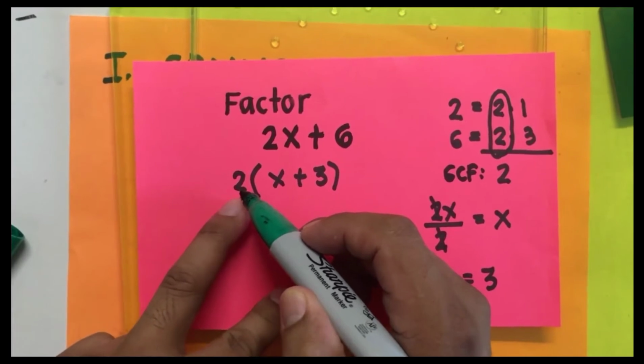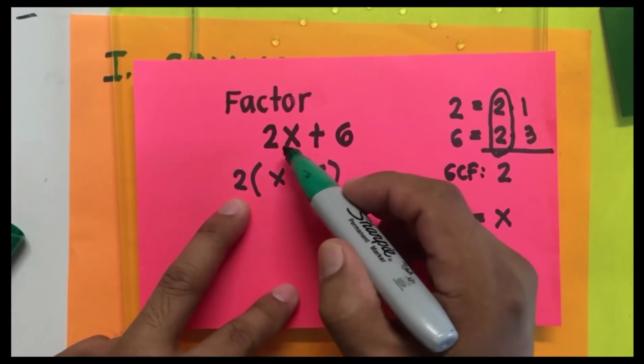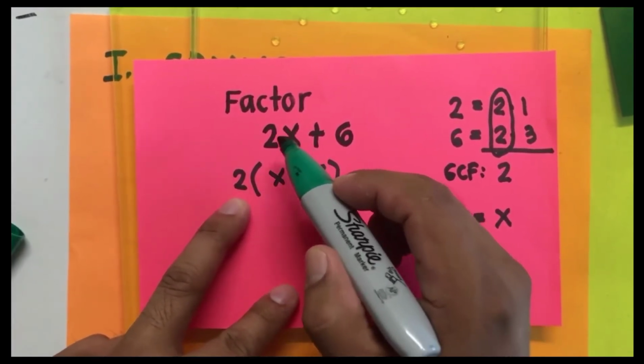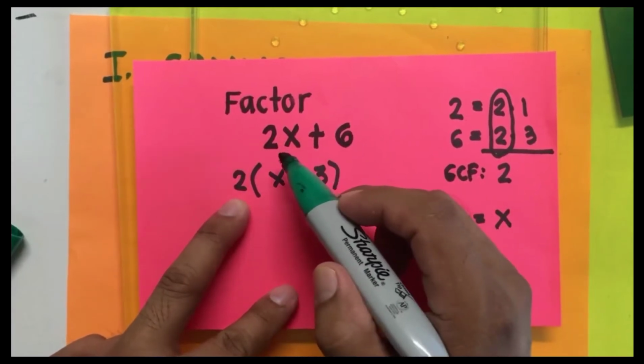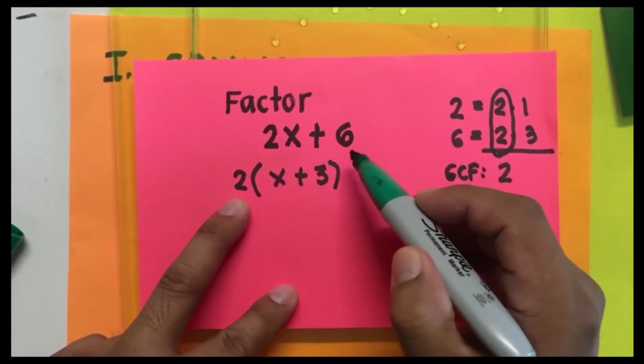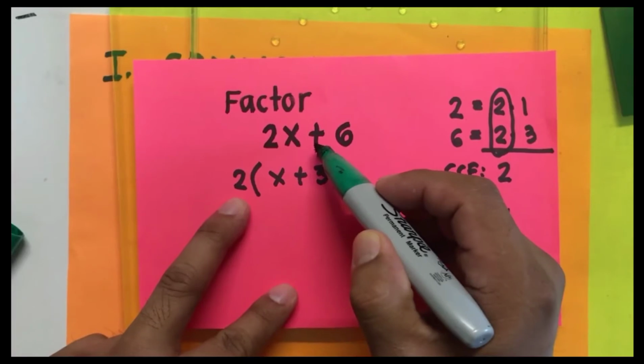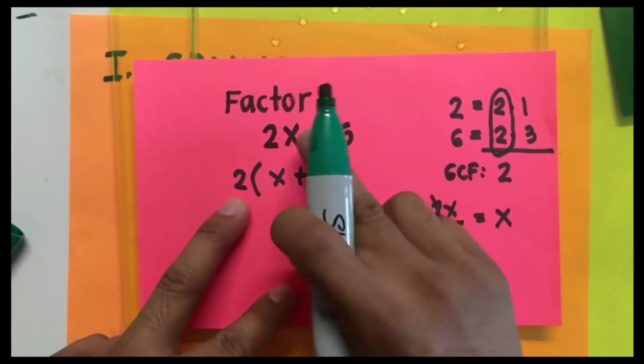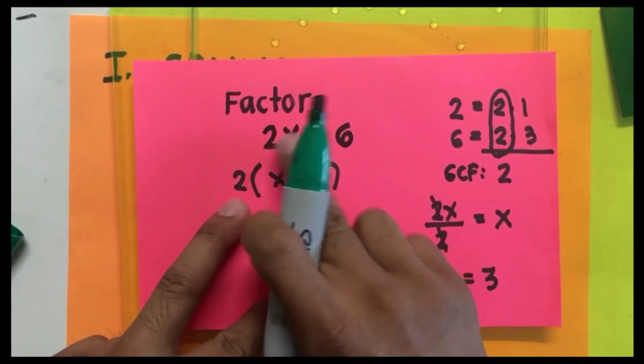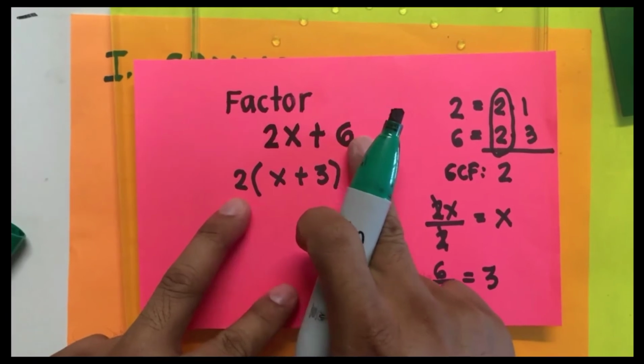Once you identified that GCF, you have to divide each term. That means all the terms. When I say terms, those are that part of the expression separated by the plus or the minus sign. The plus sign is here, so 2x is one term, and 6 is another term.